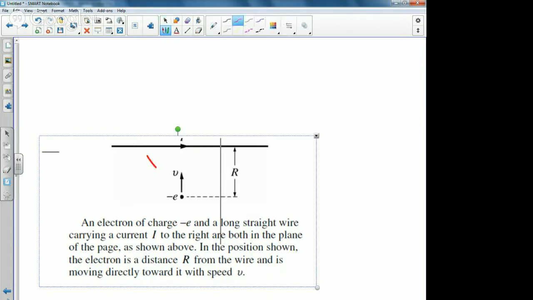So hopefully you guys can see the magnetic field is going into the page on one side and out of the page on the other side. So that means everywhere on this side it is going into the page from the wire.